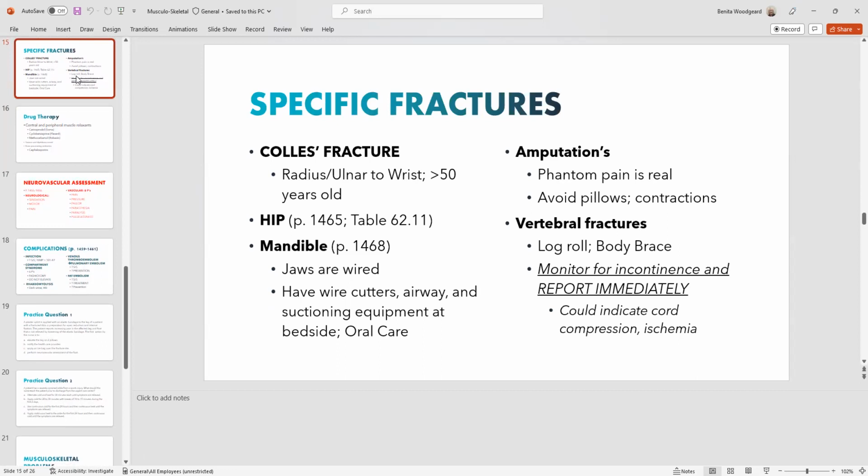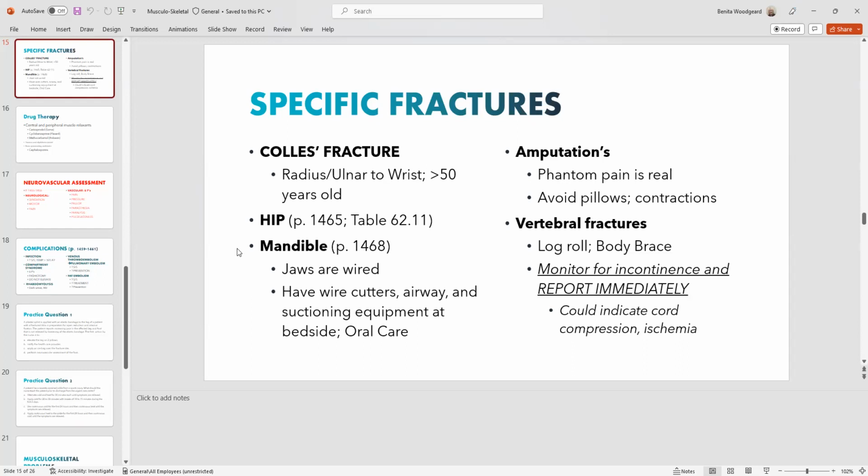This is just a mention of some very specific types of fractures. I think you can read over those yourself, but a Colles fracture is the radius and ulna at the wrist. That is a very common fracture for those greater than 50 years old. I think my mother had one of these, but when the elderly fall forward, they usually catch themselves with their wrists and their wrists will break. Hip fractures: I should try to look that up and be very familiar with the symptoms, what you need to assess for, complications of hip fractures and the Buck's traction and all of that.